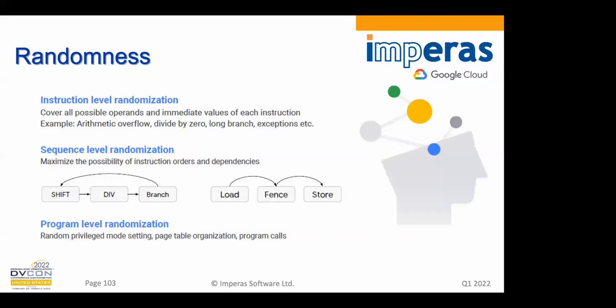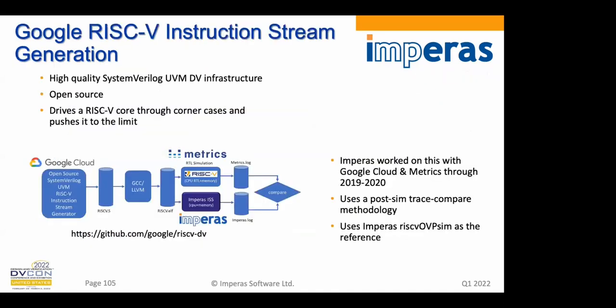In terms of randomness, there are several types of randomness that you need to consider. Simple randomness from things like the operands and values, but also you want sequential randomness to make sure you've got different orders of instructions, so you can be triggering dependencies in your pipelines and things. And then you need program level randomization to do with privilege modes and stuff around virtual memory, page table walking and things like that.